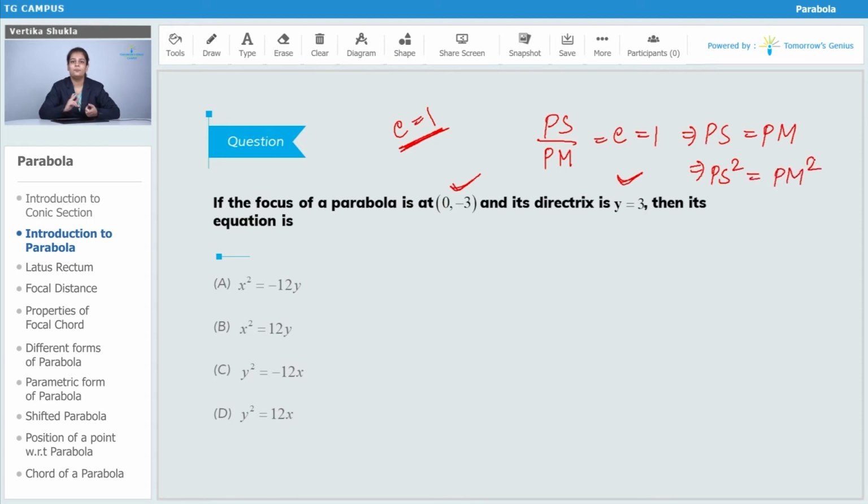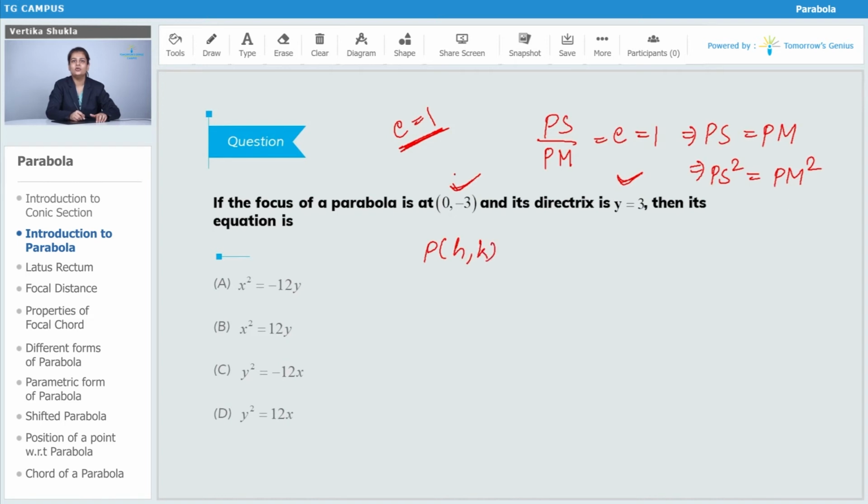What is PS? PS is the distance between a variable point P and the focus S, and PM is the perpendicular distance between the point P and the directrix. So we will use this definition to find the equation of the parabola. Let us see how we will do this. Suppose I take the point P as (h, k). It is the locus of the point P, so we will assume the point P as (h, k).